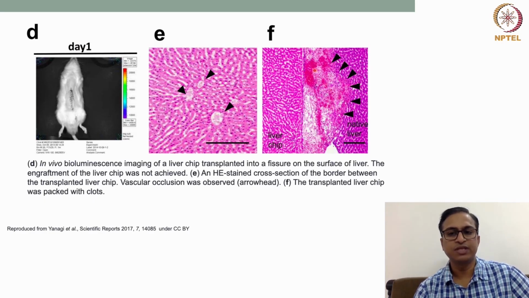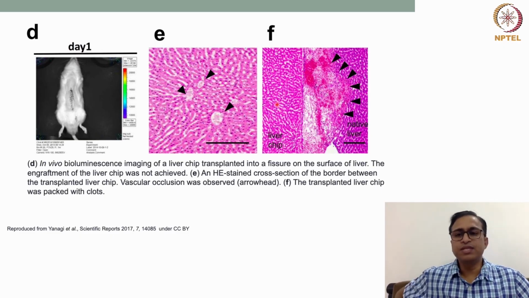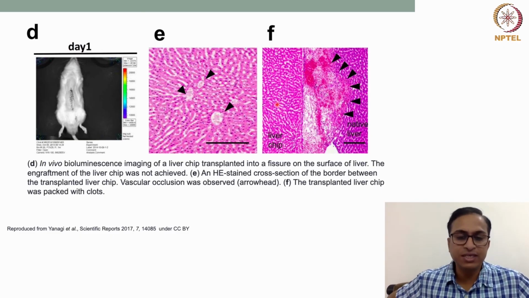So here you see, this is the part with the transplanted clots, packed with brown clots, but the liver chip, or the bioprinted liver model, the bioprinted liver tissue, that was doing fine, that was well integrated.